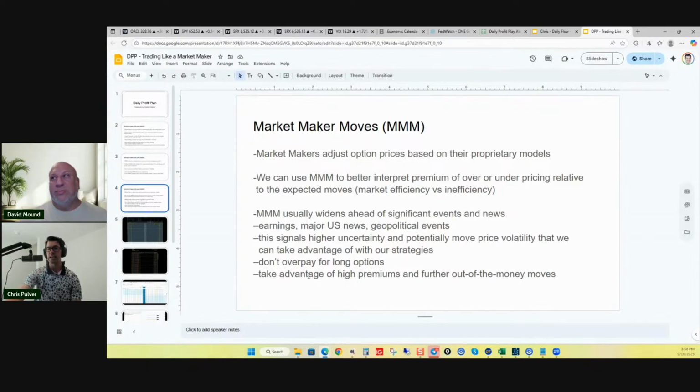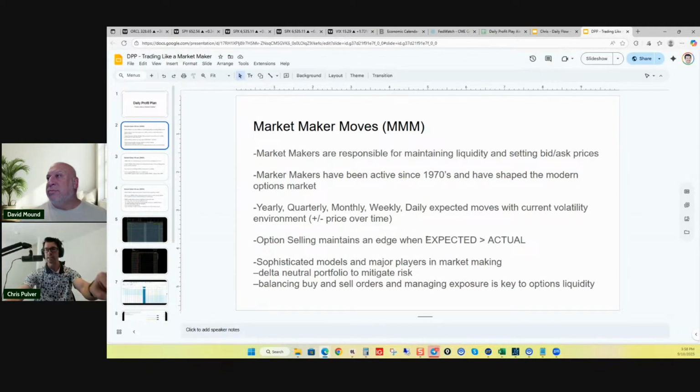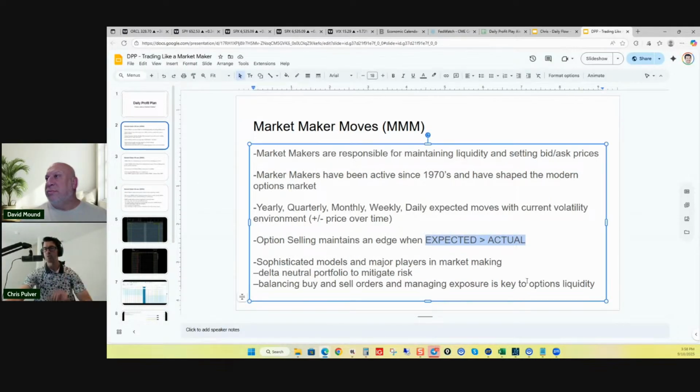So I don't want to overpay for long options. And I certainly like taking advantage of higher premiums and going further out of the money when this magical phrase happens: expected move is greater than the actual. That's how market makers typically make their fortunes. They're very good at what they do.